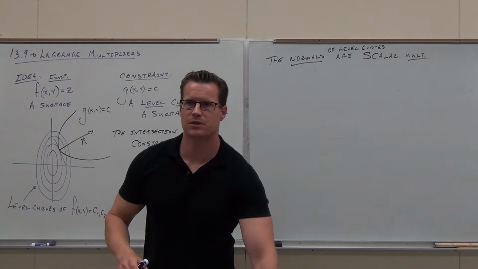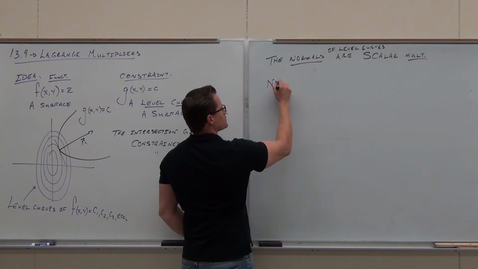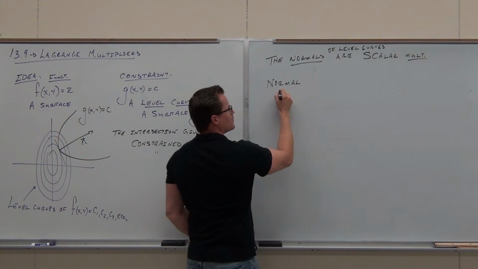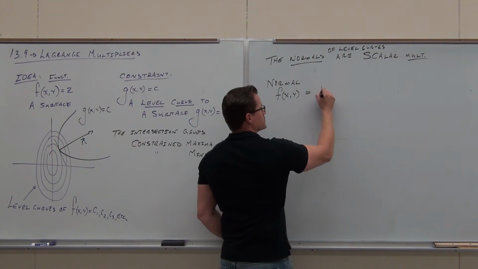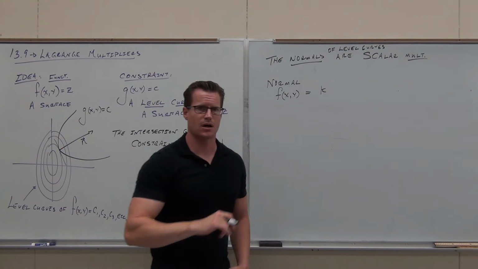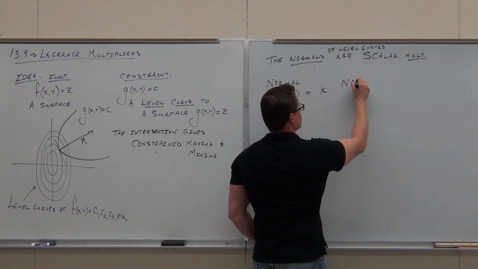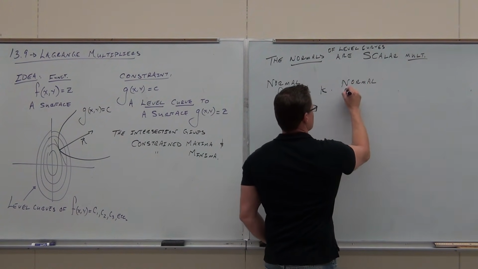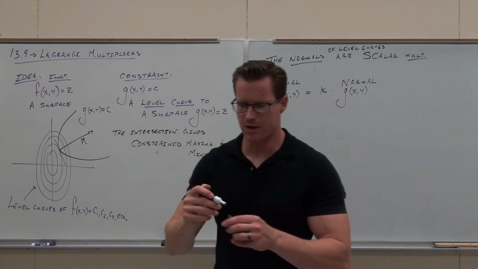Here's the magic. Here it is. So the normal for this surface is equal to k times, let's call it a constant for right now. I'm going to change it in just a second. K times the normal to this function. Bear with me.